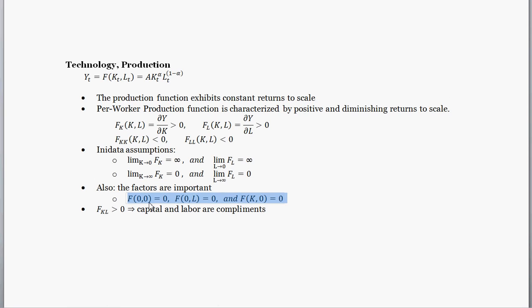The last assumptions tell you that the factors are important. The first one is if there's no capital and no labor, there's no production. If there's no capital but some labor, once again no production. And if there's some capital but no labor, production again is 0. So basically the factors are essential. And then lastly, the cross-factor condition, I can't remember exactly what it's called, tells you that capital and labor are complements. The cross-partial derivative of the production function is positive, implying that capital and labor, the factors, are complements.